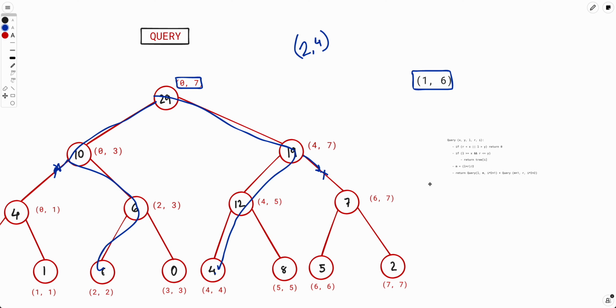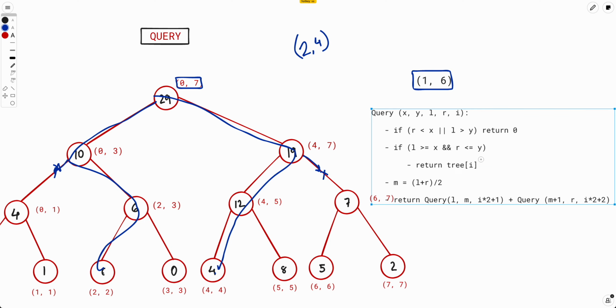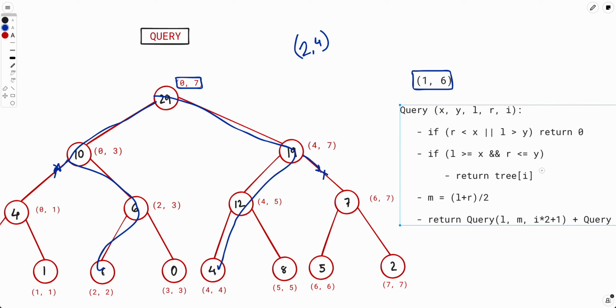So this will also be a very simple recursion. This is how the pseudocode would look like. Again, these three parameters are the same. L and R denote the range of the node, and I denotes the index of the array in which we are representing the tree, right? And X and Y denote the actual query range. So we need to find the sum in between X and Y, right?